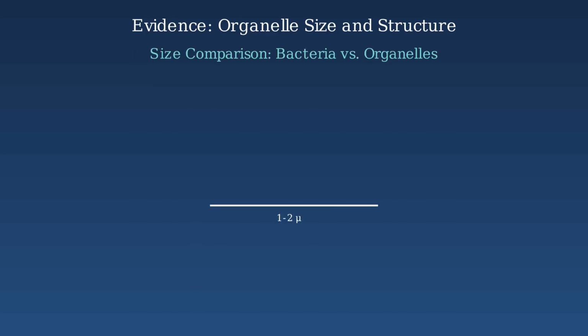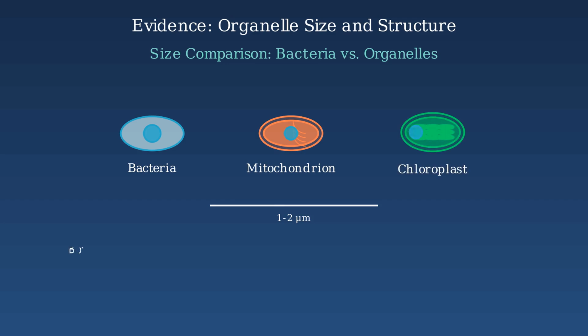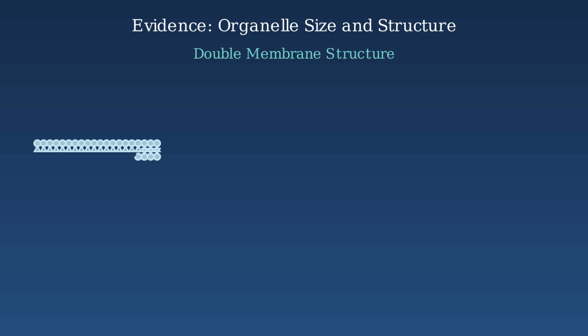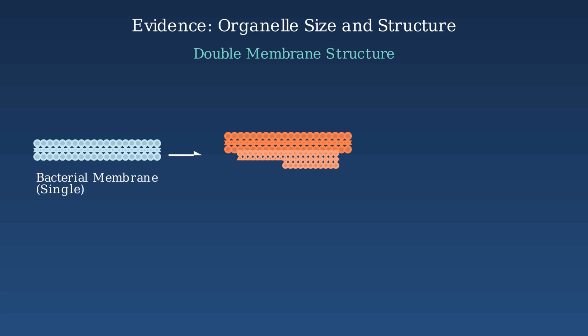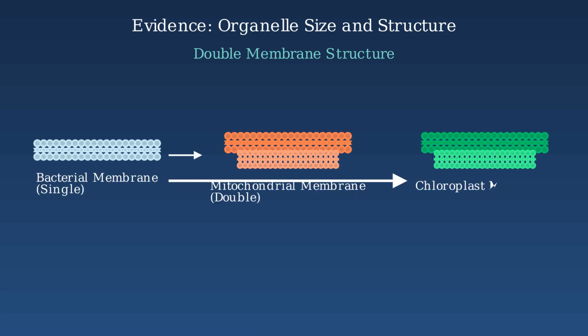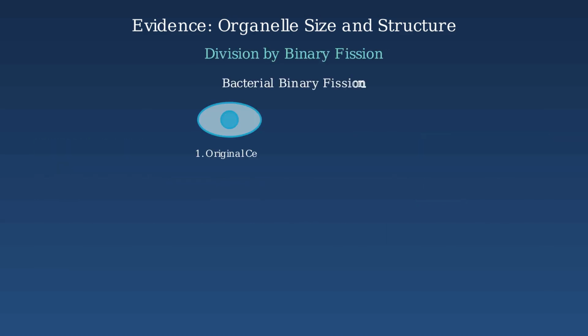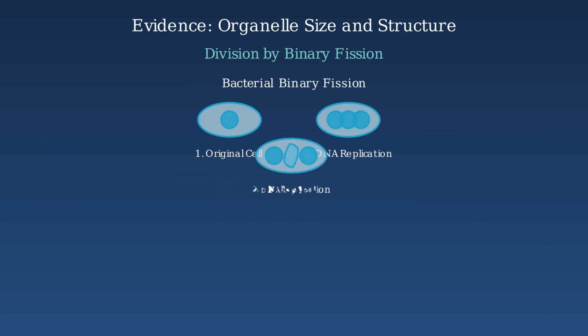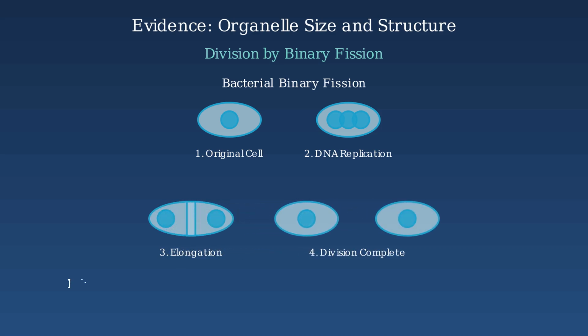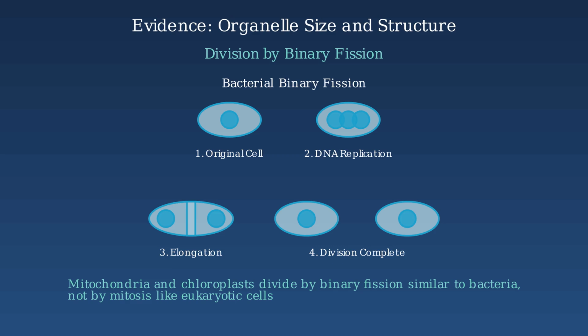Mitochondria and chloroplasts are remarkably similar in size to bacteria, typically ranging from 1 to 2 micrometers. Unlike most cellular structures, mitochondria and chloroplasts possess a double membrane. The inner membrane closely resembles bacterial cell membranes in composition and structure. Both mitochondria and chloroplasts divide through binary fission, a process identical to how bacteria reproduce. Unlike other cellular structures, these organelles replicate independently of cell division.